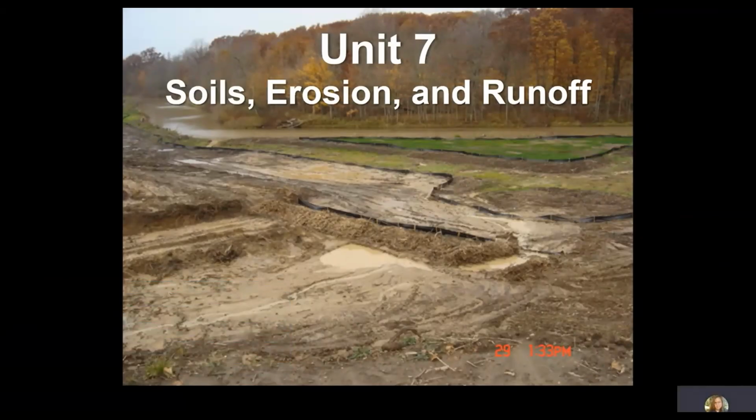Each earth change activity or site is unique. Therefore, several factors must be taken into consideration when selecting the SESC measures to manage soils and runoff on that site. Please remember from earlier in this course that Rule 1703 of Part 91 requires the landowner to provide a SESC plan for an earth change activity. This unit provides more information regarding soil types and their properties, how they interact with water, and how to determine what SESC measures are best suited for site-specific conditions.